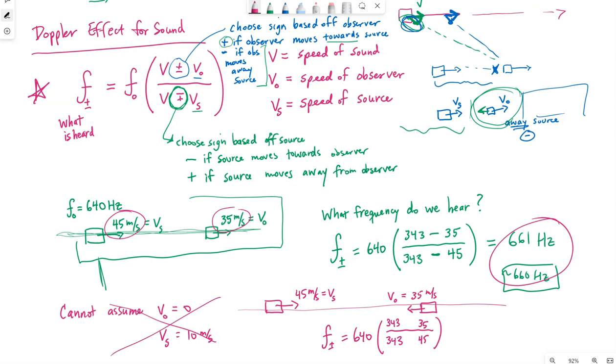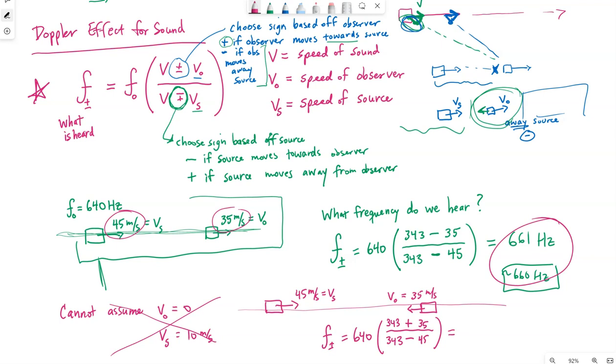But the difference is, as the observer driving to the left, that's towards the source. So I would use a positive sign in the numerator. I would still use a negative sign in the denominator because the source is still moving towards the observer. So ultimately, we're just having to change the sign in the numerator because of that change in the direction we are traveling in as the observer.